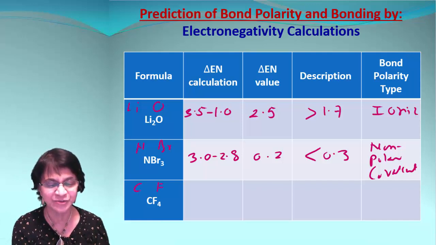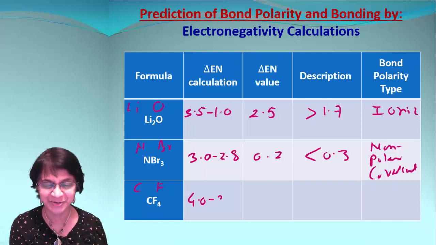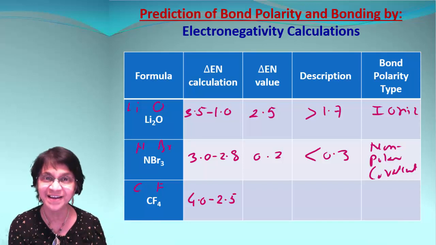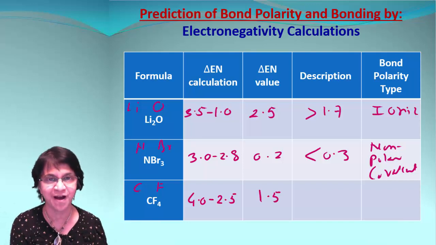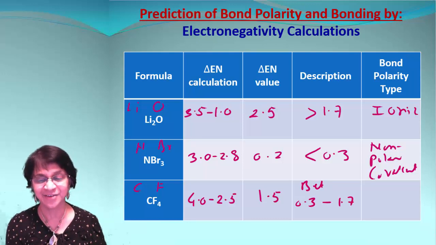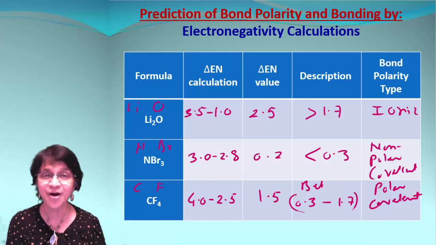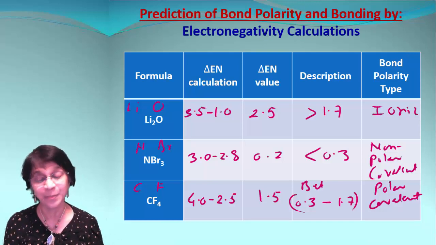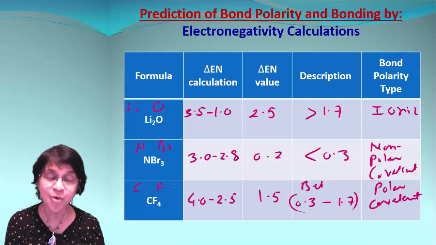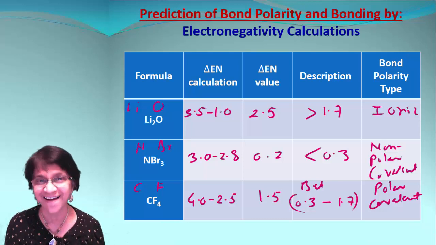Let's do one more. CF4. So you're looking for values for carbon and fluorine. And using my table, I got the values 4.0 and 2.5. So the value comes to 1.5. Definitely this is between 0.3 and 1.7. So that means it will be a polar covalent bond. That means whatever number of bonds we have, all those bonds between carbon and fluorine will be polar covalent bonds. We will talk more about whether the polar bond is responsible for making the compounds polar or not in our next videos.